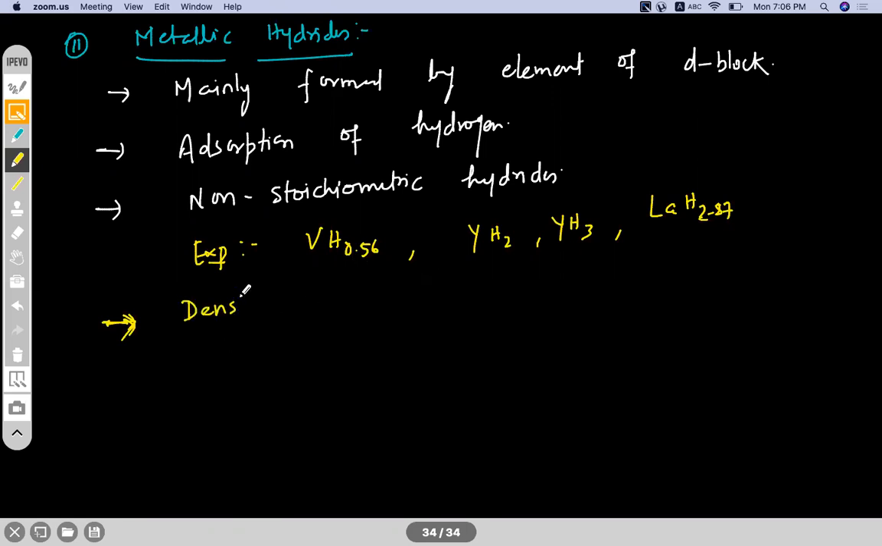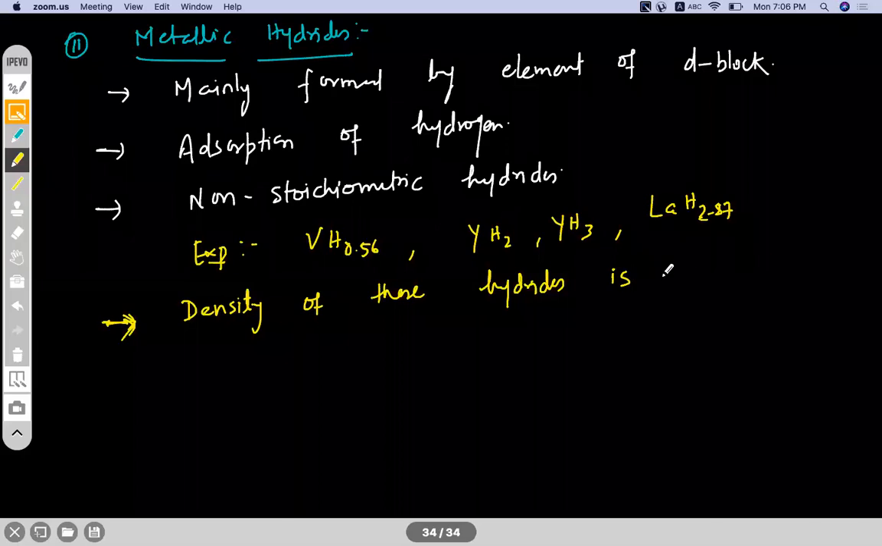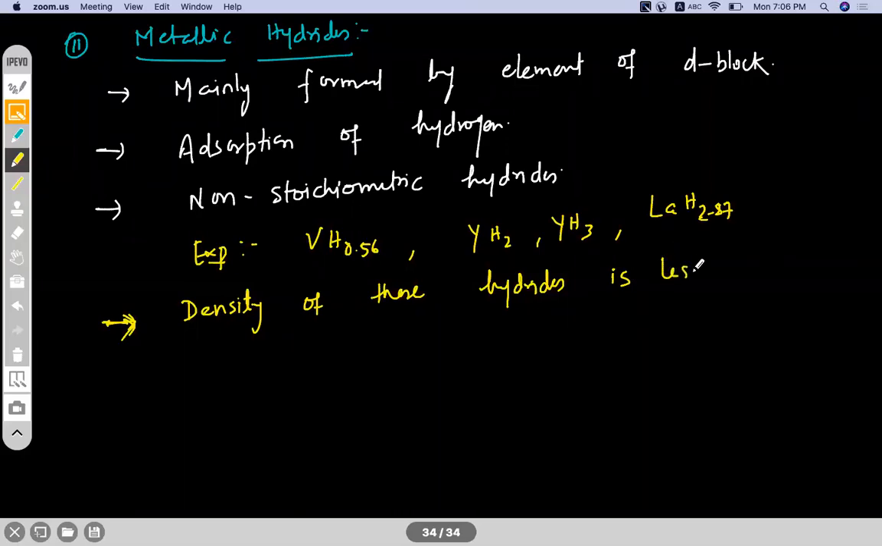Density, they have asked questions in the exam, okay? The density of these hydrides, properties only that you have to memorize: the density of these hydrides is lesser than their parent metal.